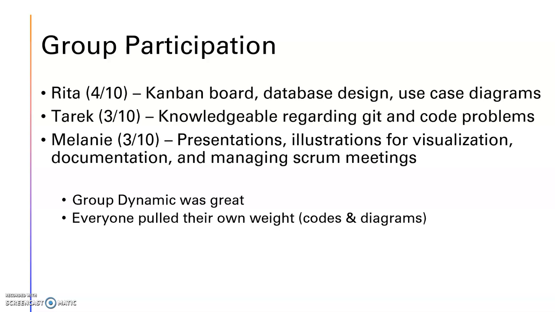I tried to help the team regarding maintaining GitHub and Git issues, finding coding solutions, and my team was generous to give me 3 points. Melanie got 3 points because she participated in code and helped a lot making videos, presentation, and documentation, and also helped in managing Scrum meeting notes.